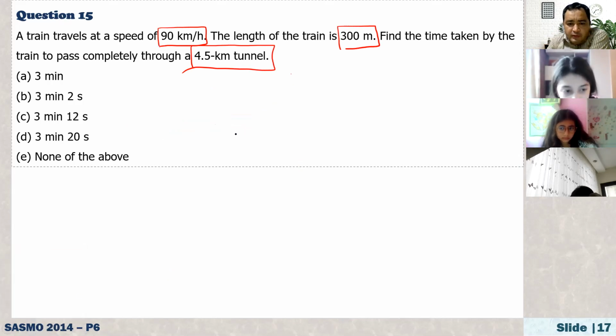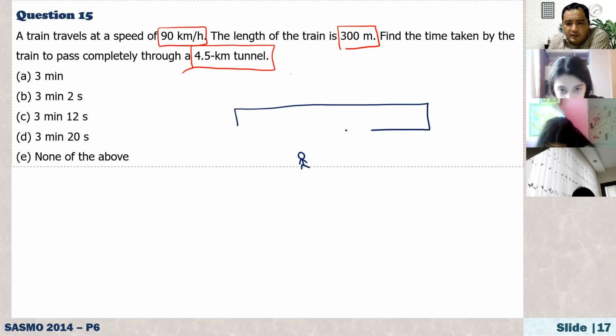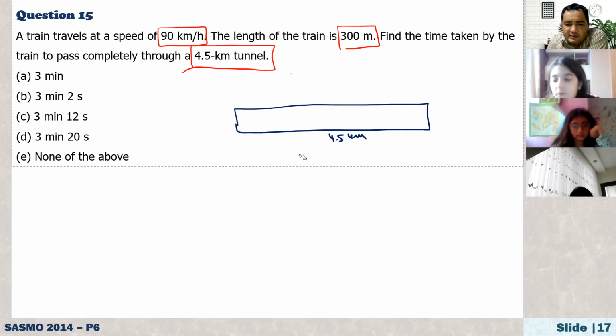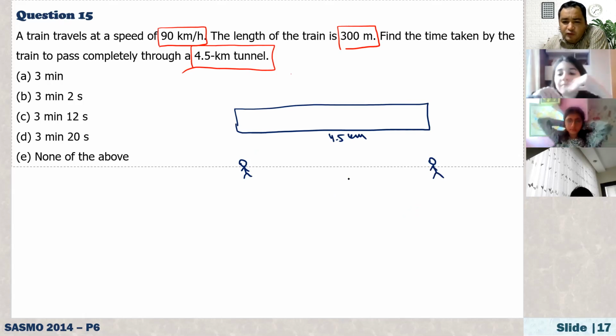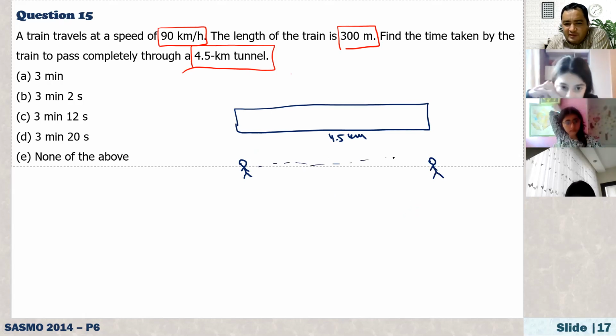Here, again, Nigar is sitting and reading a book, and here we have a big tunnel. Let's say the length of the tunnel is 4.5 kilometers. Nigar is sitting here and Leila is sitting here, at the two ends of the tunnel, communicating with each other, and you just want to calculate this. So here the train is coming. This is our train.